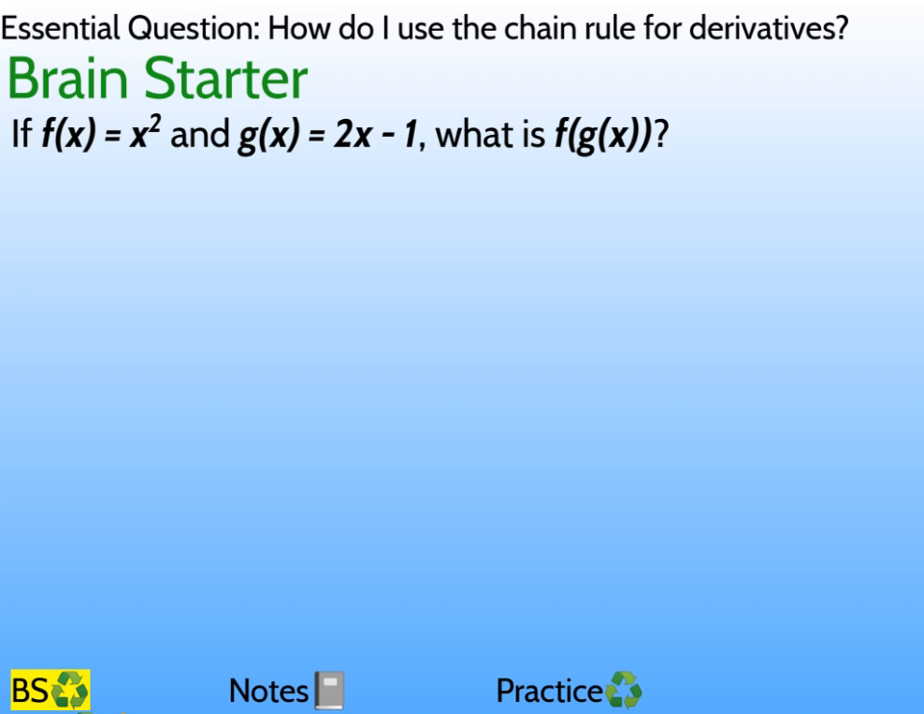Alright, so f of g of x is basically, we take g of x and plug it in for the x in f of x. So really what we're looking at here is 2x minus 1 to replace the x squared. It's just two functions composed with each other.